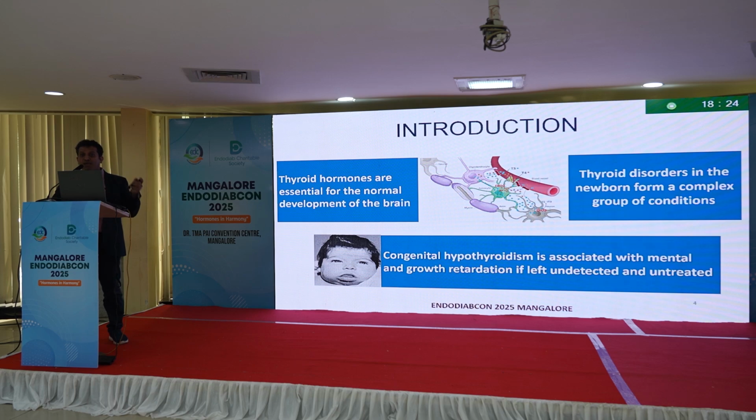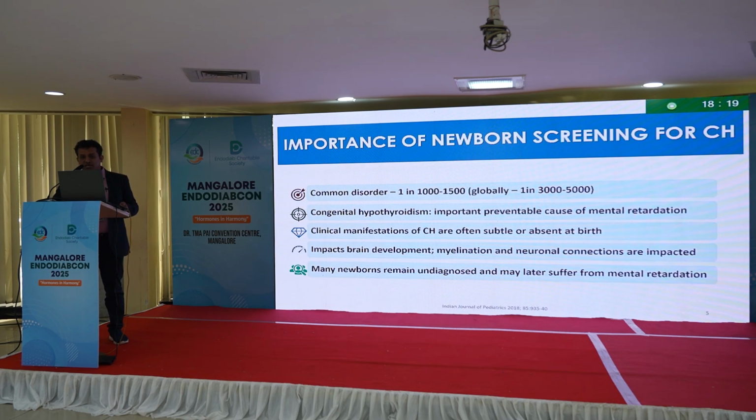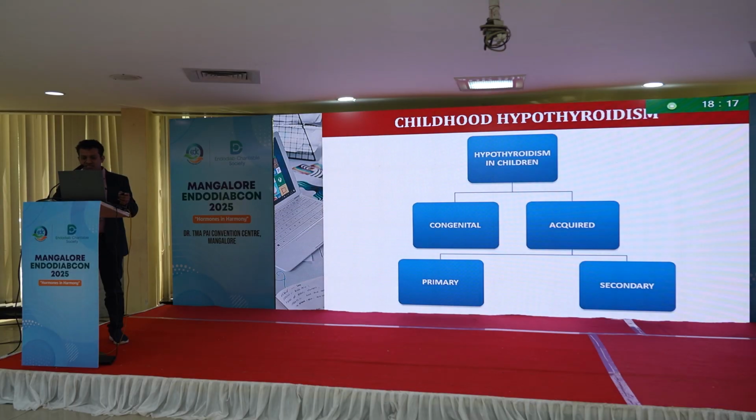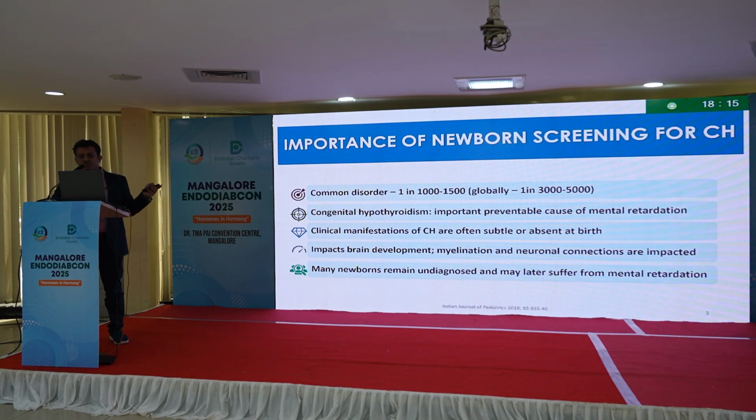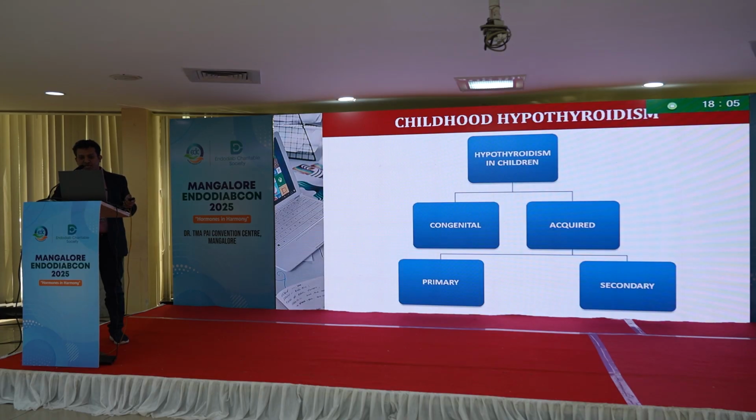It's a group of complex disorders. It is not simple, though it looks simple. It's a very common endocrine disorder. The numbers are very big. You can see it is the most common preventable cause of mental retardation, and it is often subtle or absent at birth. And myelination, as I had shown in the previous diagram, is most crucial in the first year of life.